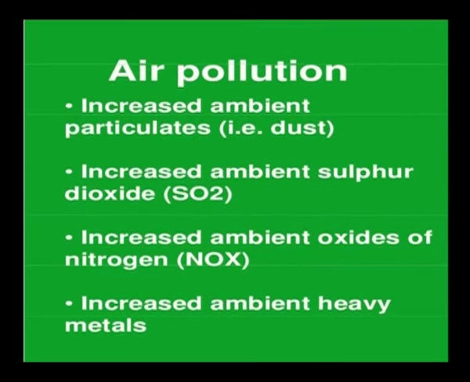contamination, because groundwater cannot be tested easily, it cannot be studied very easily, and once it is used for irrigation, we will not know the consequences of it till we actually face the consequences. Air pollution: increased ambient particulates, that is dust, increased ambient sulfur dioxide, that is SO2, increased ambient oxides of nitrogen, NOx, which is very, very bad for agriculture and produce, increased ambient heavy metals.